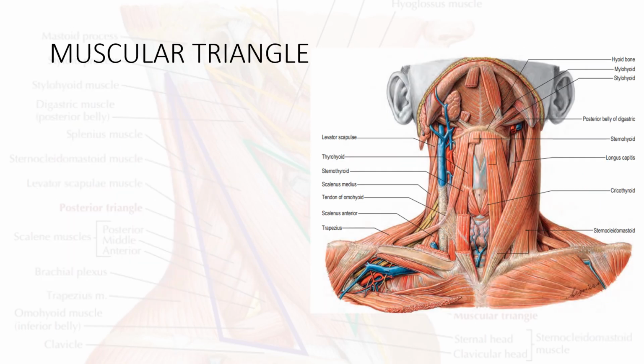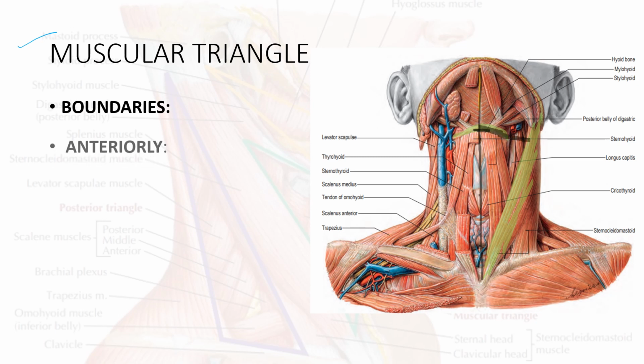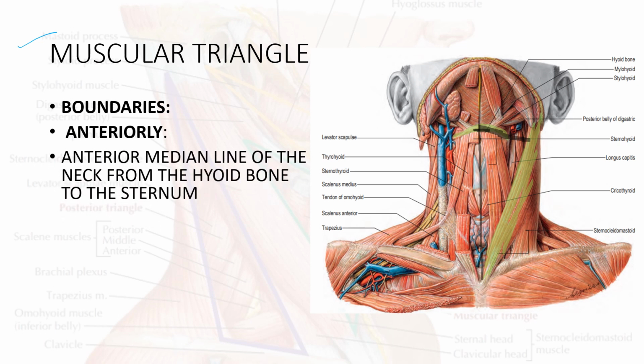Next we have the muscular triangle. नाम बता रहा है muscle, muscular triangle. Again बच्चों वही diagram आ गई. This is the sternal head of sternocleidomastoidus muscle, and here you can appreciate this bone. This is the hyoid bone. We have a median plane or median line like this. So inferior to hyoid bone, a triangle is present which is known as the muscular triangle.